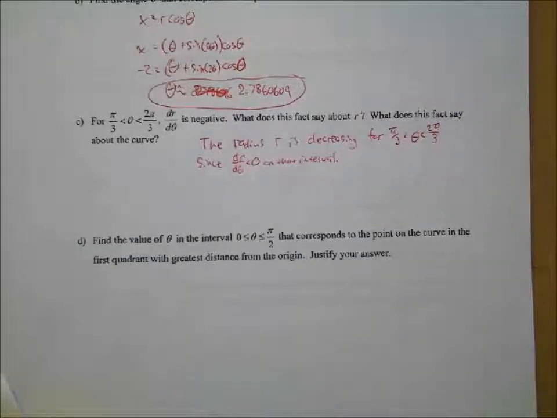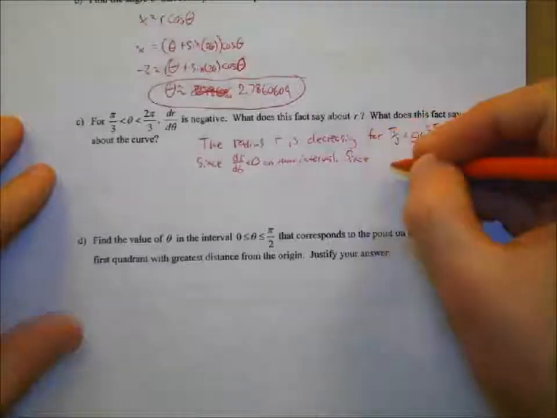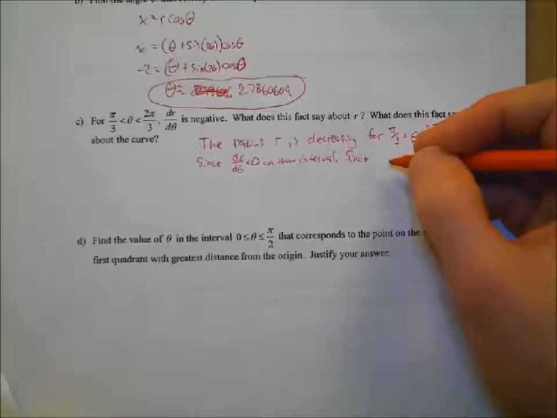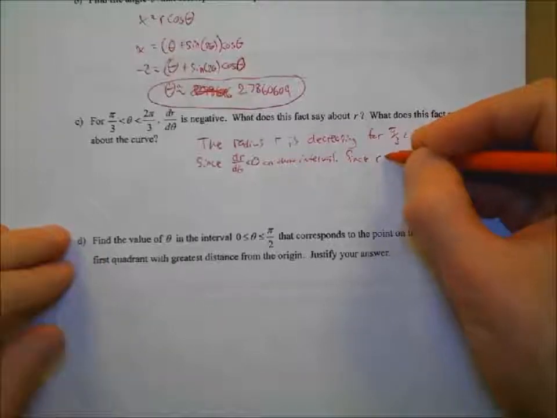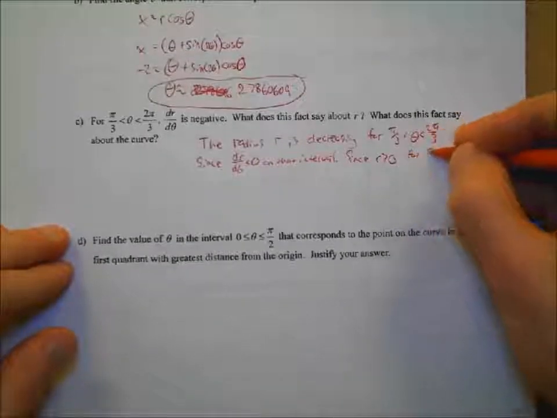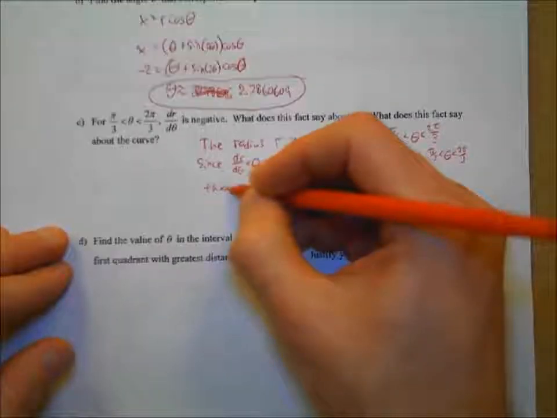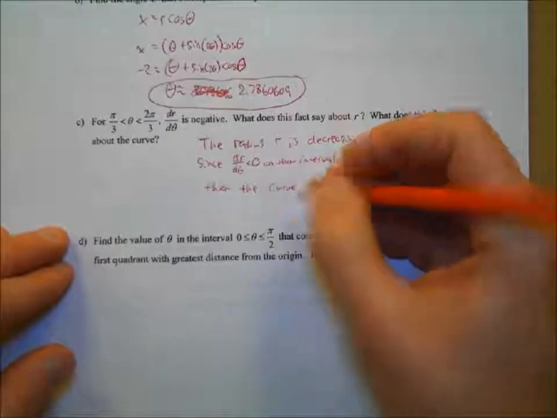Okay, and then, right, Will answered the second part there. What does this fact say about the curve? So if our radius is decreasing, that means the curve is doing what? Getting closer or getting smaller, getting closer to the pole, I would say. Okay, now I'm going to throw in an extra little piece here because I think this is important, right? If r is negative and decreasing, that means it's getting further from the pole, right? But since r is positive here, for pi over 3 less than theta less than 2 pi over 3, then the curve is getting closer to the pole.